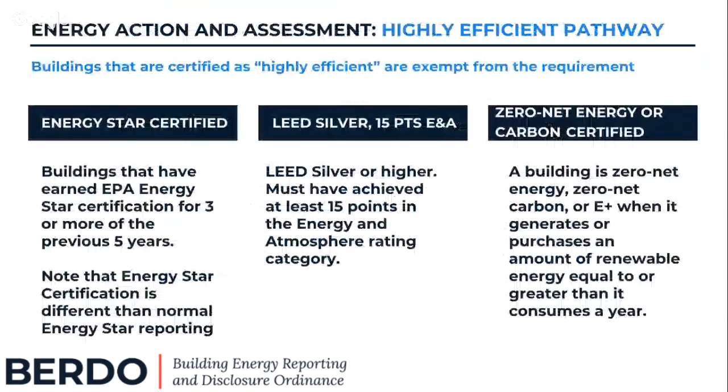So the highly efficient pathway: there are 3 main sub-pathways or certifications that we're looking for a building to demonstrate that they're so-called highly efficient. First, you could be ENERGY STAR certified. The EPA's ENERGY STAR Portfolio Manager has an additional aspect where you get certified as highly efficient if you have an ENERGY STAR score of 75 points or higher. What we're looking for is that a building has received that ENERGY STAR certification for 3 or more of the previous 5 years.